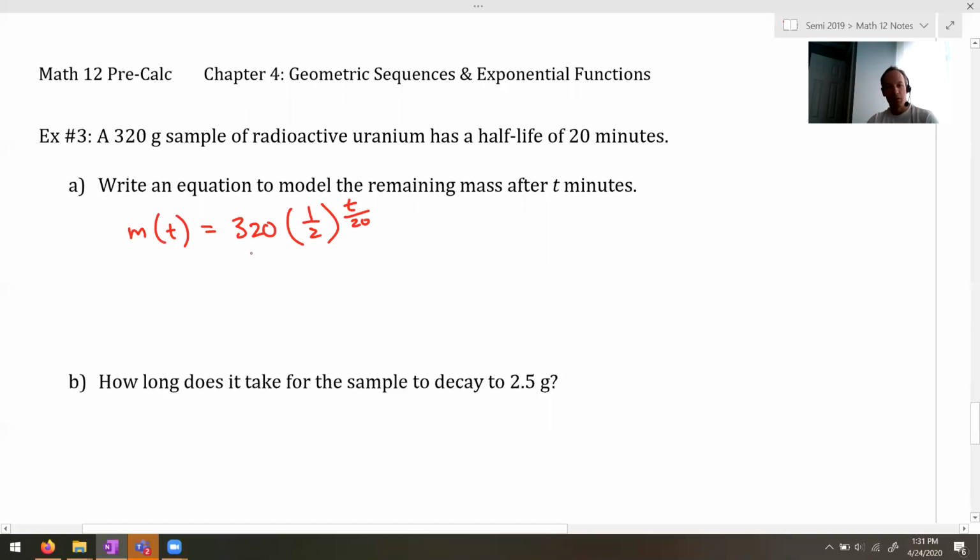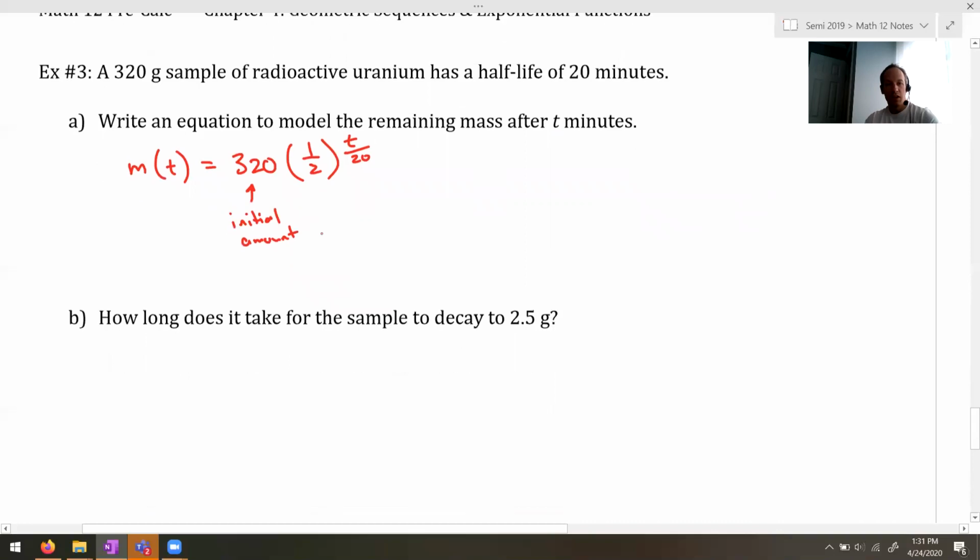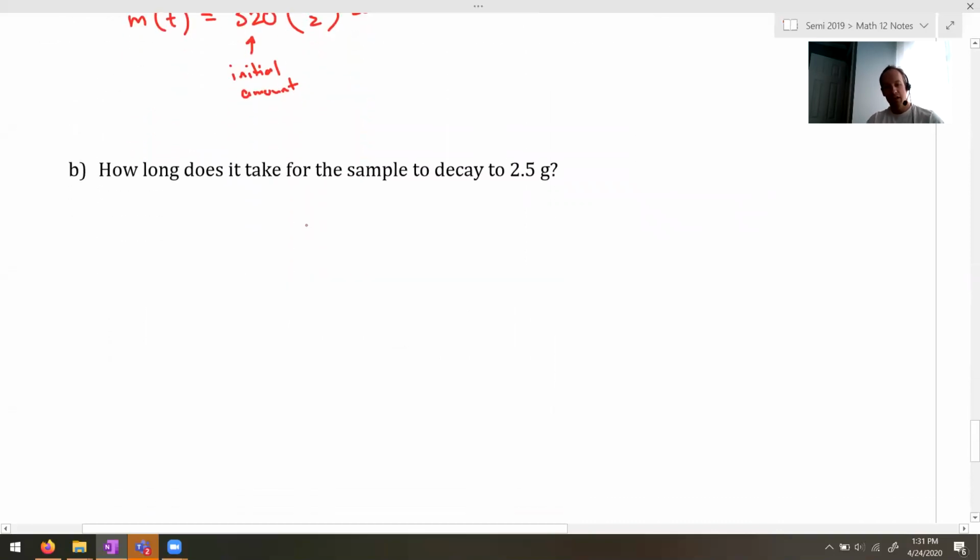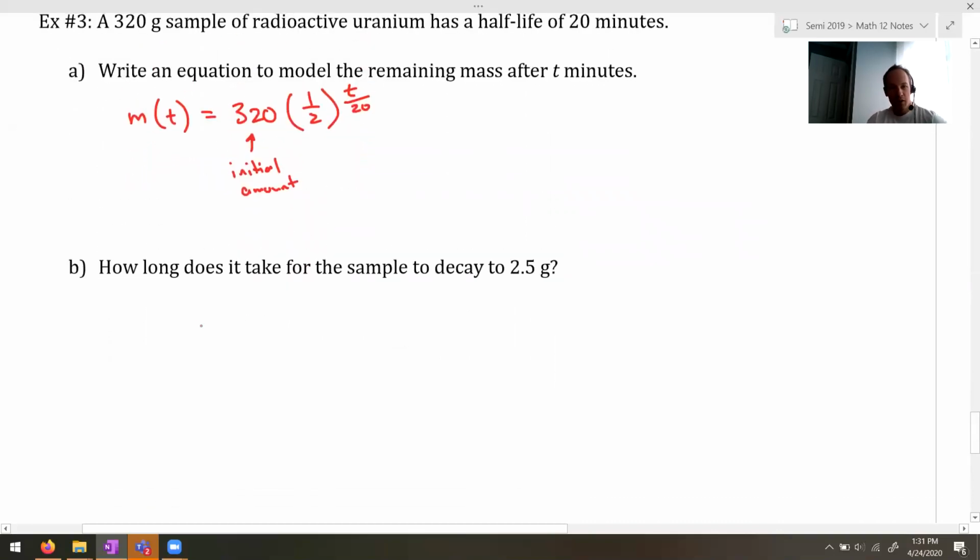So that's your initial amount. That's what you would call m naught. And then the rest is everything that was just explained. Okay, for B, how long does it take the sample to decay to 2.5 grams? Well, in this case, this is saying the mass is 2.5 grams at what t, okay?